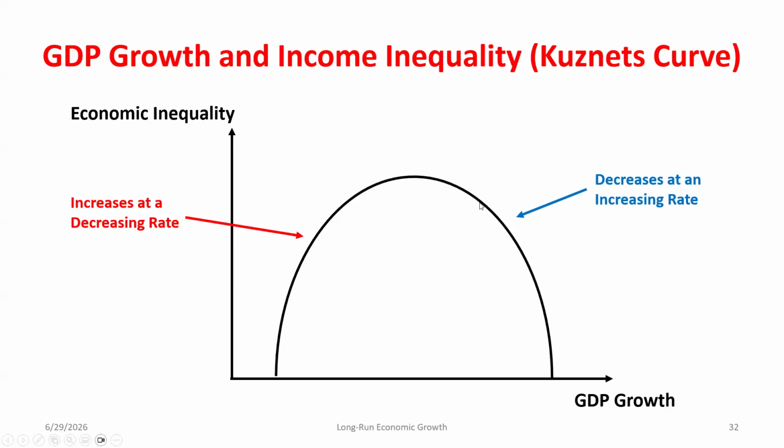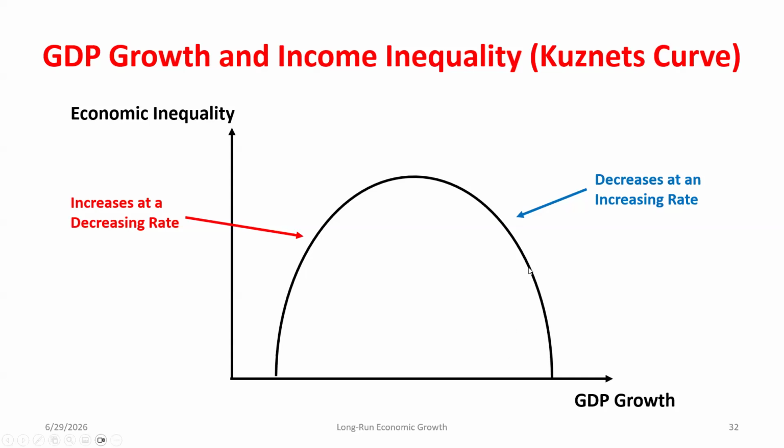And then as it grows more and more, that same increase in GDP growth is going to cause economic inequality to go down by an even larger amount. Or at higher levels of GDP growth, we start to see economic inequality decrease, but at an increasing rate. That's the idea of our Kuznets curve.